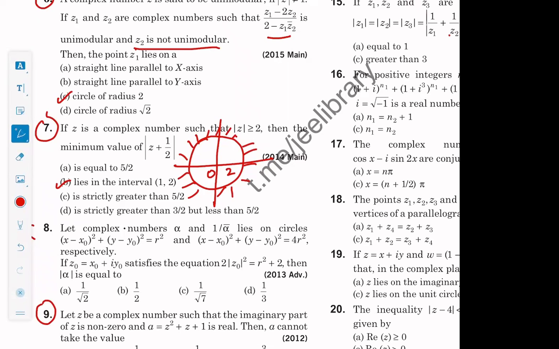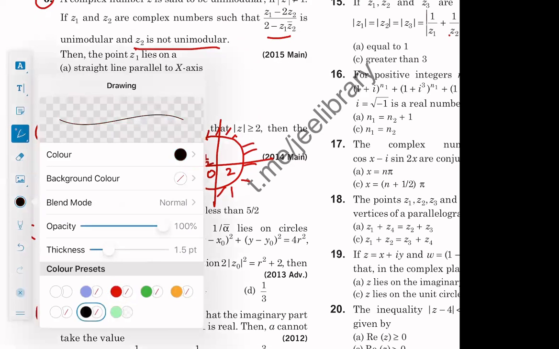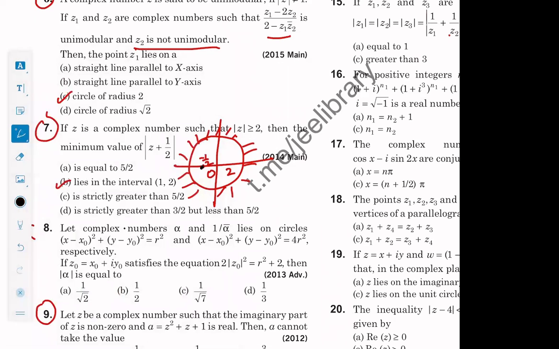Now we have to find the modulus of z plus half. Where will this minus half be? So basically we have to find the minimum distance. So we have to join this point with this end, and this will be the minimum distance. This is minus 2, so you have to find the distance between minus 2 and minus half. That is 3 by 2. So the minimum distance is 3 by 2, which lies in the interval between 1 and 2. So B is the correct option.